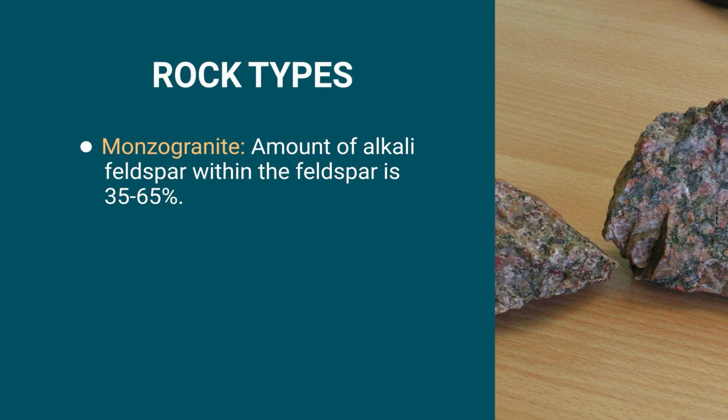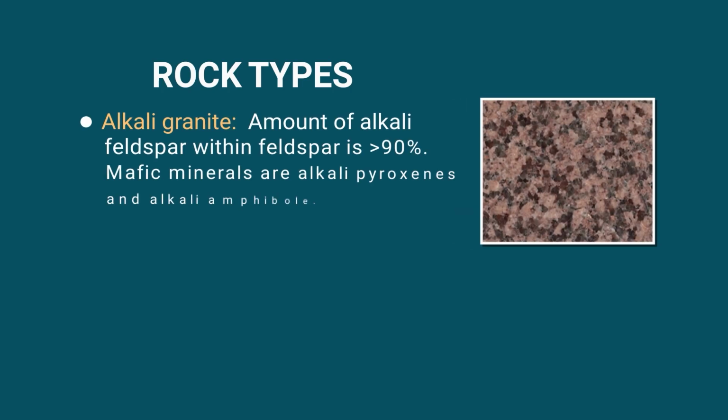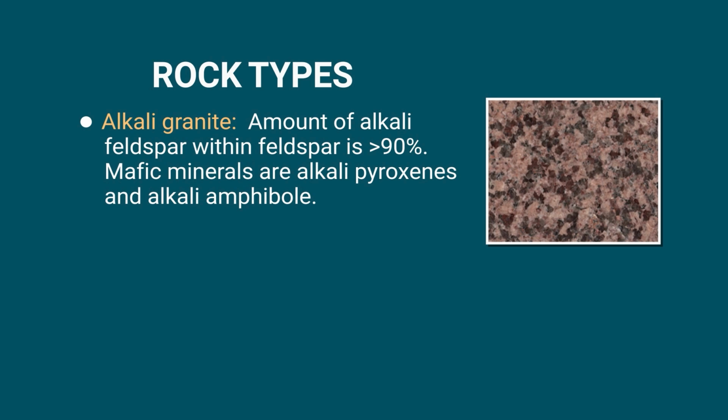This is the rock type, a variety of granite, in which the amount of alkali feldspar amongst the total feldspar content is 35 to 65%. Then we have syenogranite, where within the total feldspar content, the alkali feldspar ranges from 65 to 90%. In alkali granite, the amount of alkali feldspar is more than 90%.